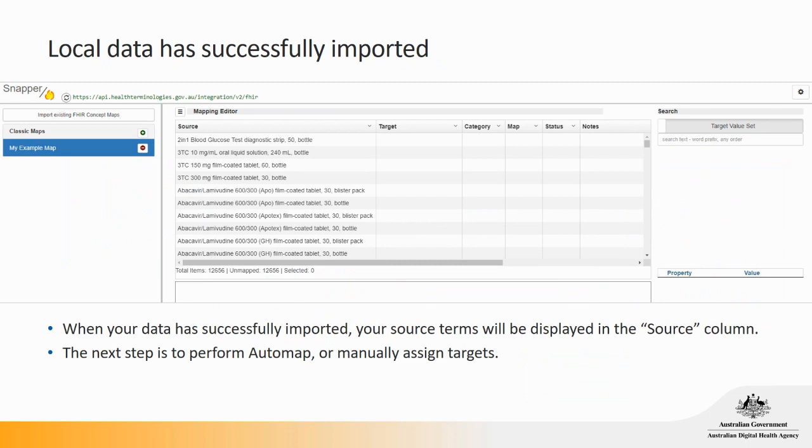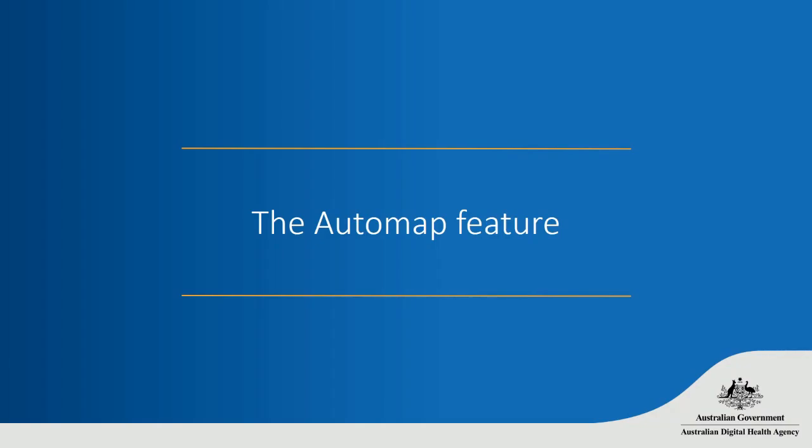Here is my imported data where descriptions are shown in the source column. Underneath the table there, you have some stats in terms of how many rows there are, how many of those are unmapped, and how many are selected. The next step is to find targets, either through Automap or manually. So let's talk about the Automap feature. It works by comparing the descriptions in the source, your local data, to the descriptions in SNOMED CT. It saves you a bit of time instead of searching through the terminology yourself.